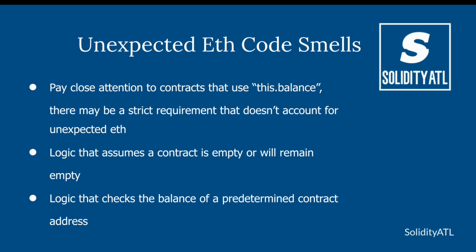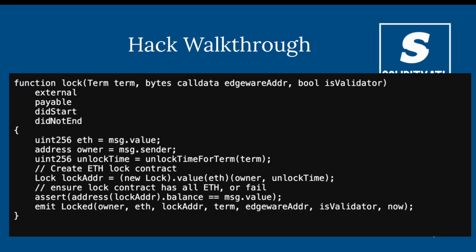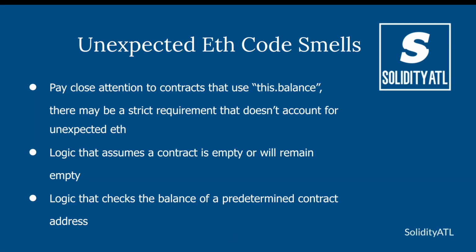Also, watch for logic that checks the balance of a predetermined contract address. We kind of talked about this already. Same with the Lockdrop. This is not a this.balance case, but this was the check of a predetermined contract address. So these are just some things you might want to look at and test for when reviewing code that could potentially receive ETH.